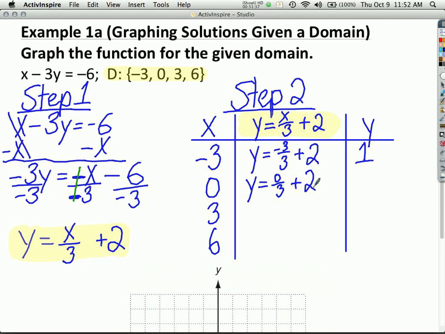Okay, put your thumbs down. Y dash, what is it? 2. Now plug in a 3. Y equals 3 divided by 3 plus 2. Give me a thumbs up when you got it.